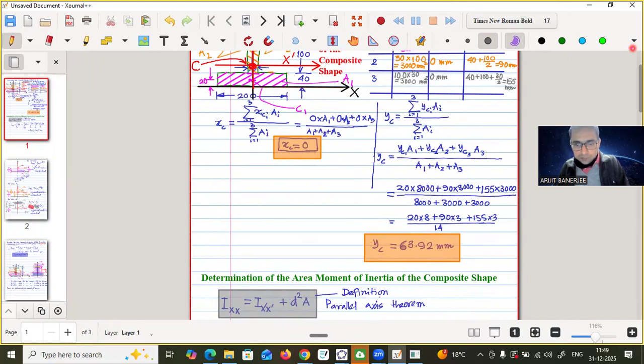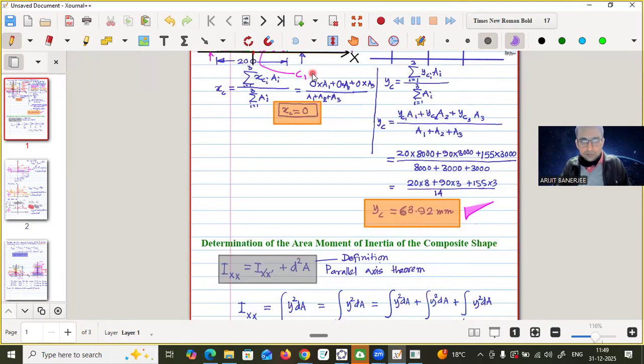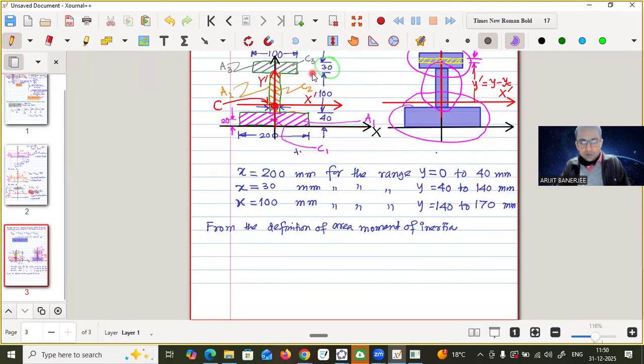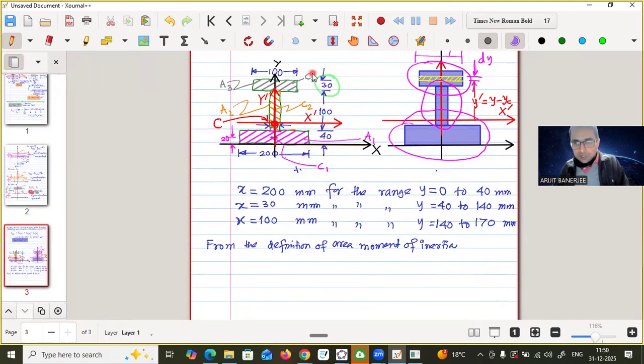This one, yc. So that is nothing but this distance. Okay, is it clear? The distance between the black and the red axis. So therefore, this is yc.